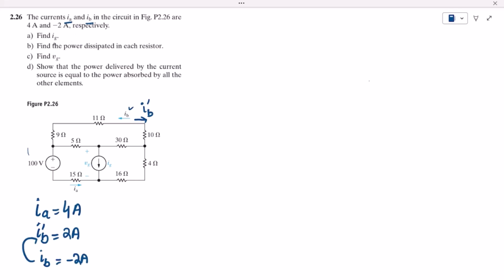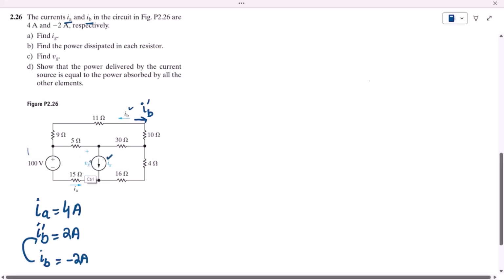On the basis of it we have to find what? We have to find I of G and V of G. So this is I of G, this is V of G, and also find the power dissipated in each resistor.